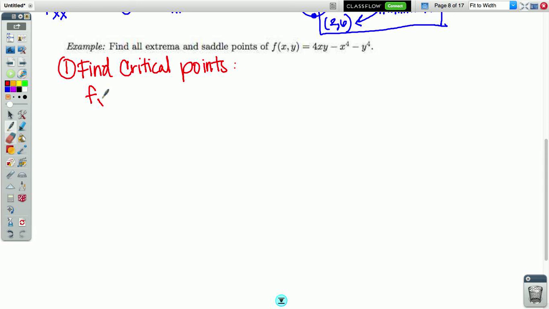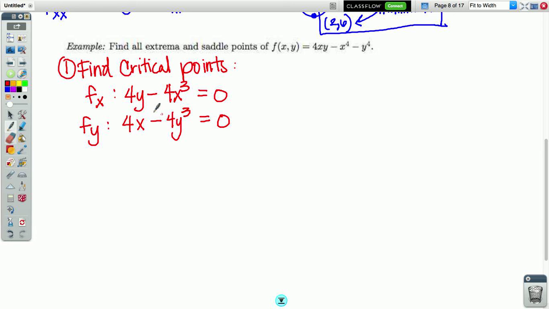So I'm going to find my first partials. The partial with respect to x of this one is 4y minus 4x to the third, and I'm going to set that equal to 0. And then I'm going to do the partial with respect to y, which is 4x minus 4y to the third, and I'm going to set that equal to 0. And this gives me a system of equations. I can simplify these a little bit just by dividing everything by 4, and I can say y minus x to the third equals 0, and then also x minus y to the third equals 0, and now here's my system.